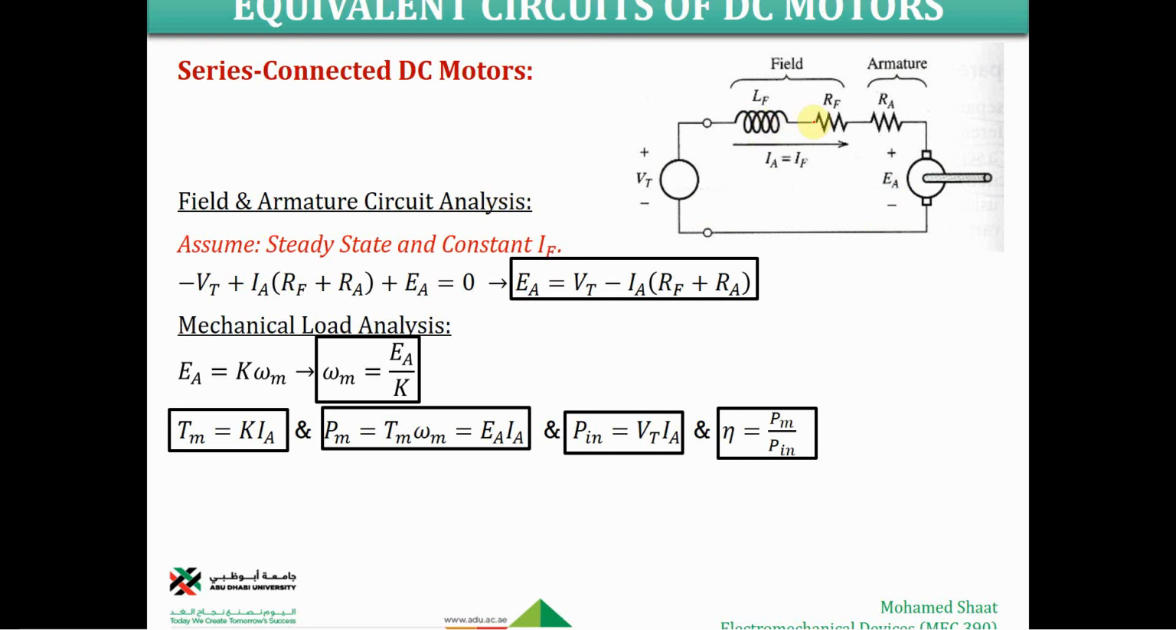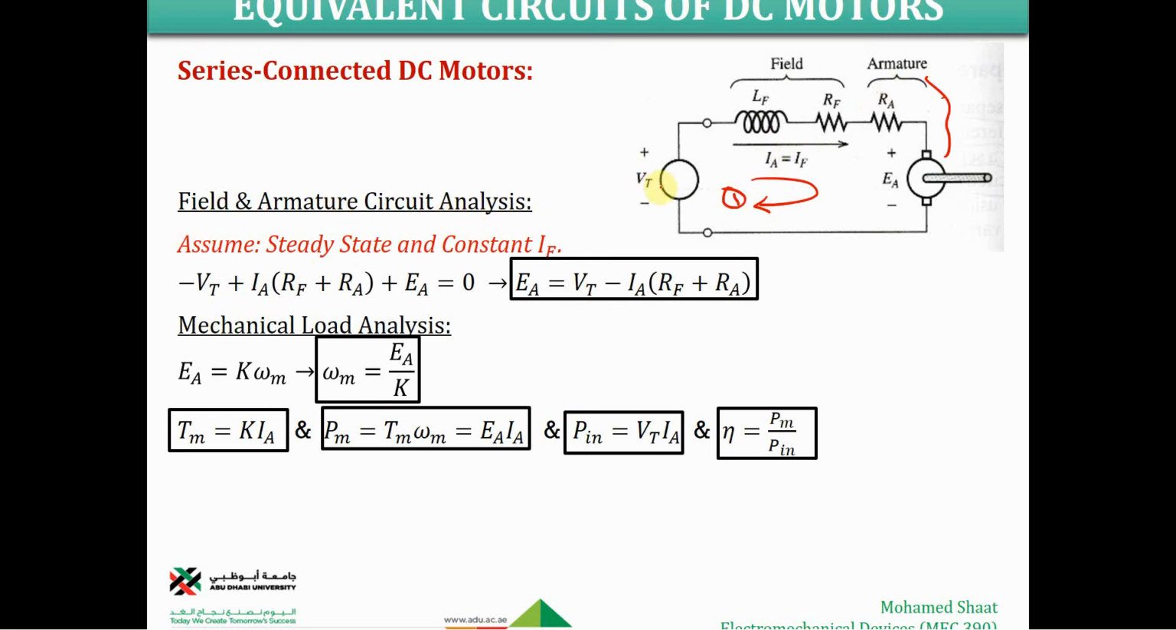But you should understand that these two elements are related to the field. So this is like the field branch, which is going to be in series with the armature branch, which is going to be RA. These two elements are the field branch or the field circuit, and the other elements are the armature. So if we decided to apply Kirchhoff voltage law, it is just one single loop. So we're going to end up with one equation, which is going to be related to both of them, to IA, to the field and the armature. So this is the field and armature circuit analysis.